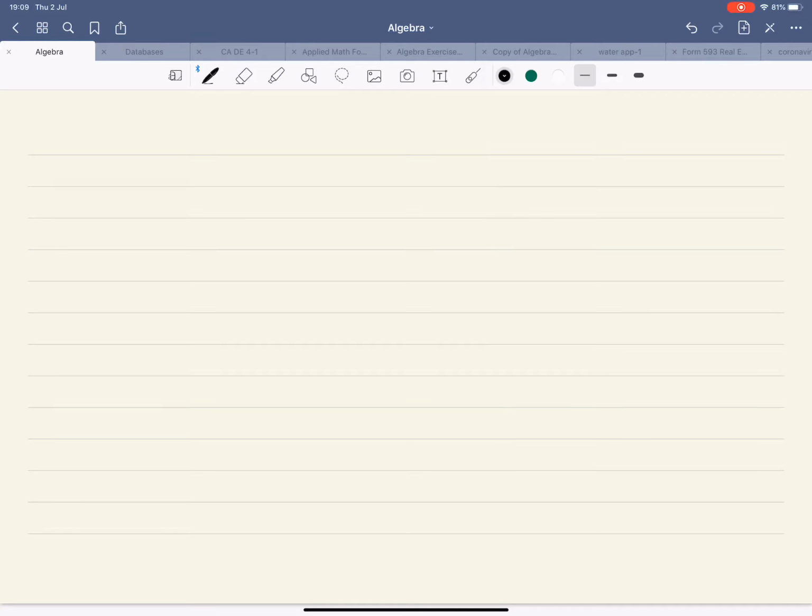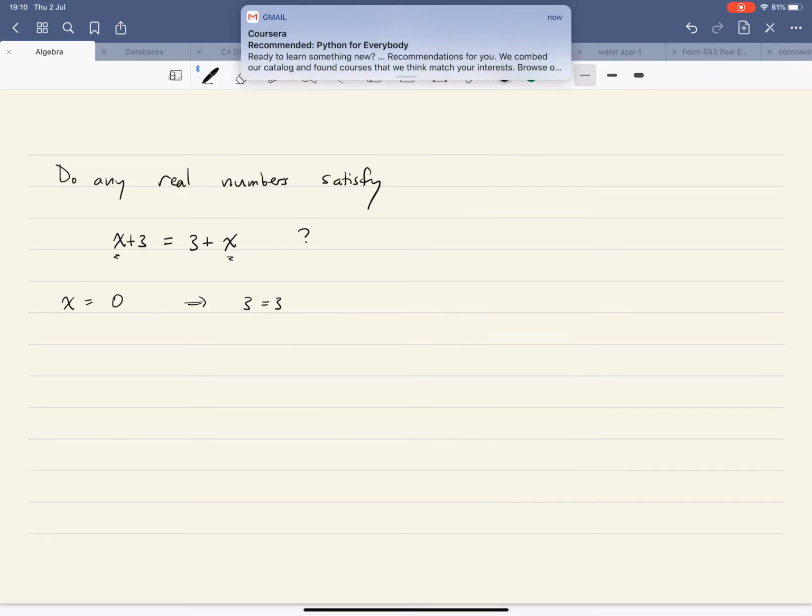And we're going to ask ourselves, do any real numbers satisfy the equation x plus 3 equals 3 plus x? Well, the answer is yes, right? We could consider x equals 0, and that would give us 3 equals 3 when we substitute in 0 for x here. So we know that, yes, there is a real number that satisfies that.